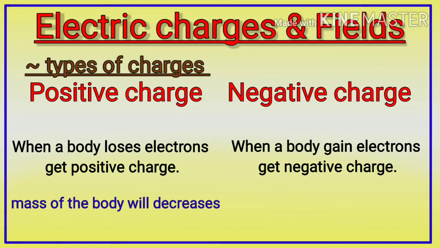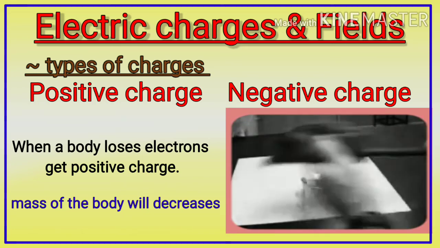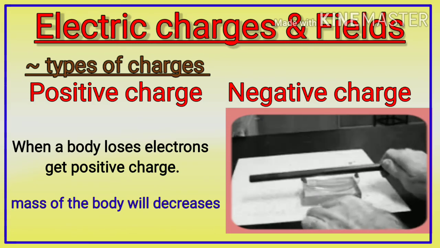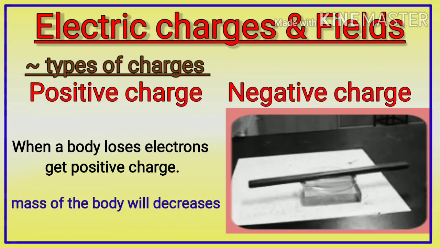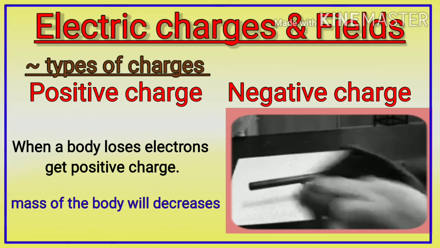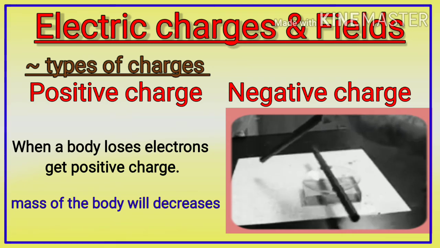When a negative charge is given to a body, its mass increases, whereas in positive charge, mass decreases. Suppose you take an ebonite rod rubbed with fur cloth, it gets negatively charged. Similarly, if you bring two negatively charged bodies together, they repel. So here we can learn the properties of charges.